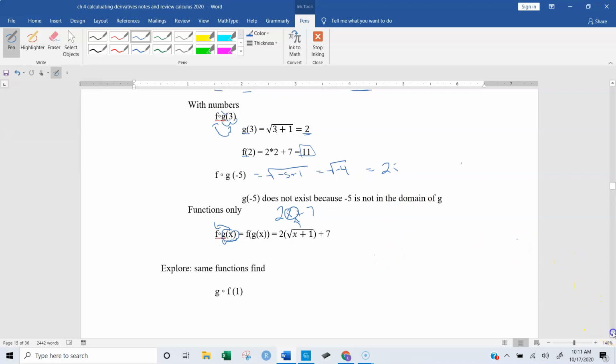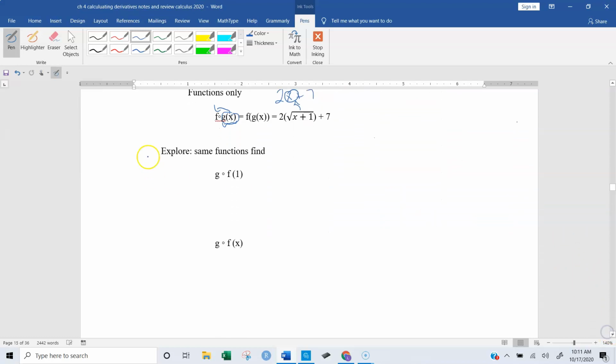Okay, I would like you to use the same functions we have above. I want you to find g of f of 1 and g of f of x. All right, when you plugged the 1 into the f, you were taking 2 times 1 plus 7, and you got 9. So then your next step was to plug the 9 into g. So now you're finding g of 9. When you plug the 9 in, you should have had the square root of 9 plus 1, which was the square root of 10.